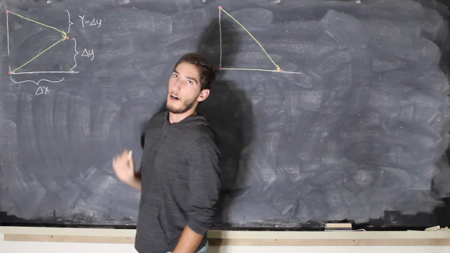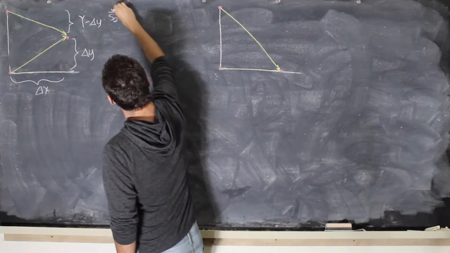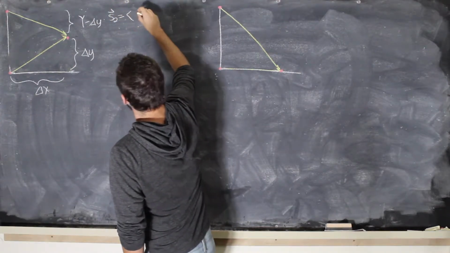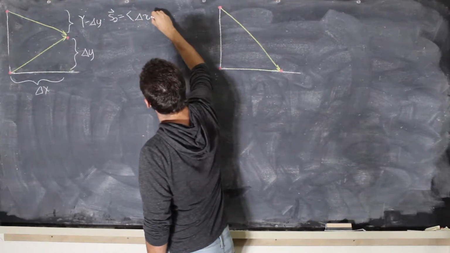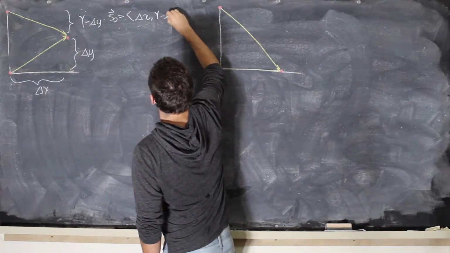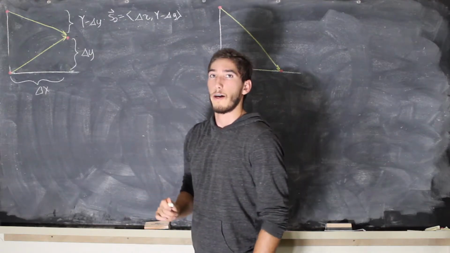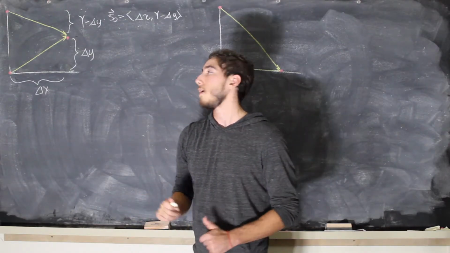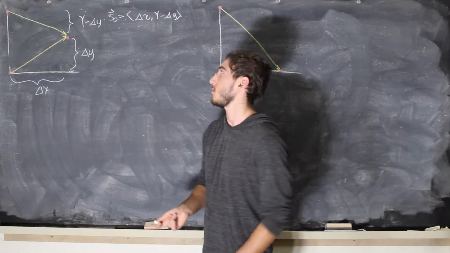The top vector I'll name S2. It's equal to change in x, comma, y minus change in y. It could be change in y minus y. Either one kind of works because we're squaring it, so the negative doesn't really matter.